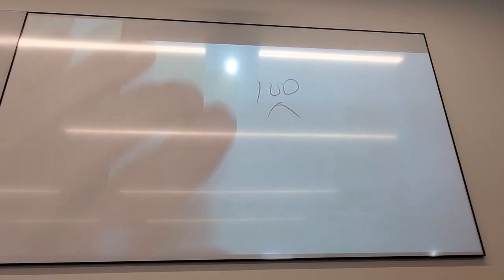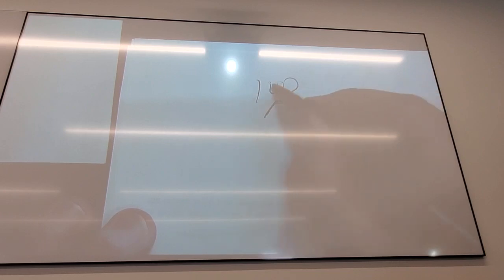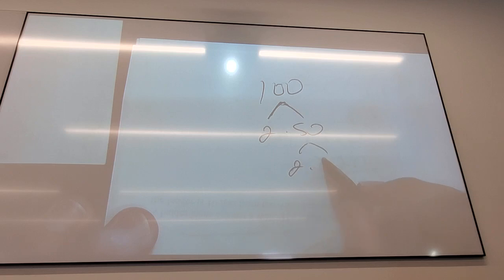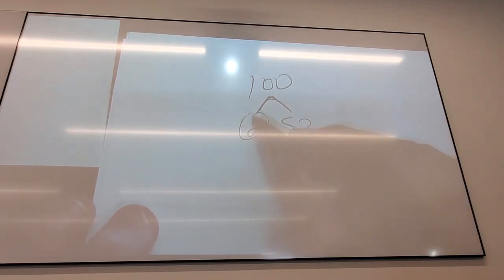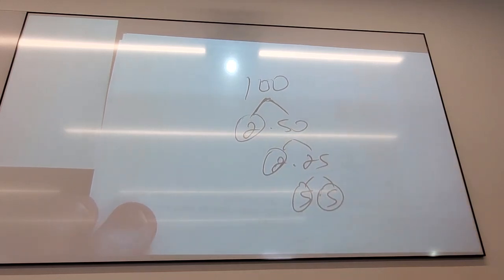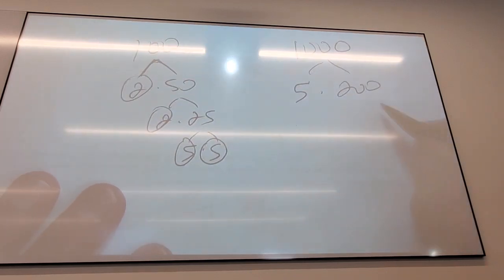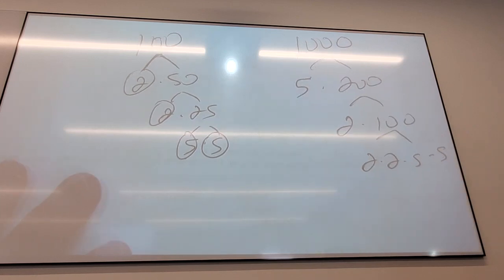All right, prime factor 100 for me. 2 times 50. 2 times 25. 5 times 5. So what've you got in it? 2 5s and 2 2s. 2s and 5s. Prime factor 1,000. Let's do it a different way. 5 times 200, let's say. All right. 2s and 5s. 2 times 100, and 100 we already did. 2s and 5s, everybody.